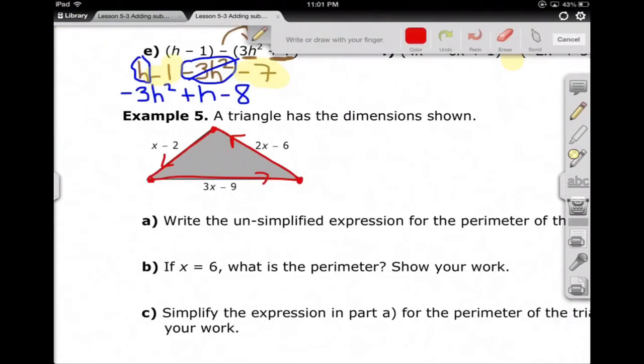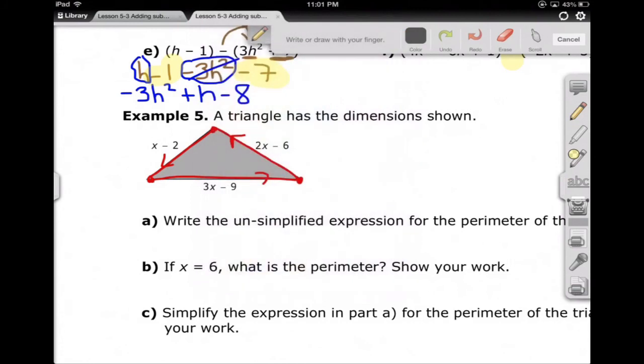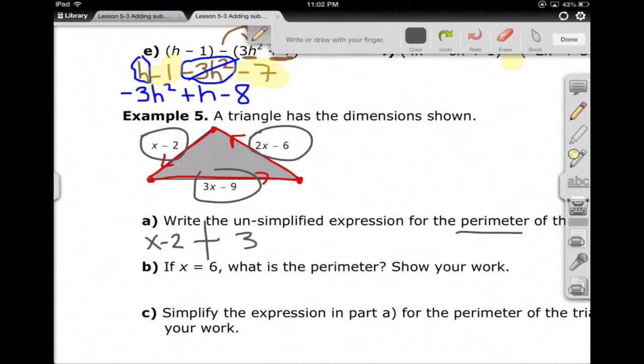So a trip around the outside of a triangle requires that you add up all the sides. So the unsimplified expression, I don't think I want to use red. Let's go to a darker color. Unsimplified expression for the perimeter. Perimeter is just the addition of all the sides. Unsimplified means write it like you see it. So the one side is x plus 2. The next side is 3x minus 9. And the next side is 2x minus 6.